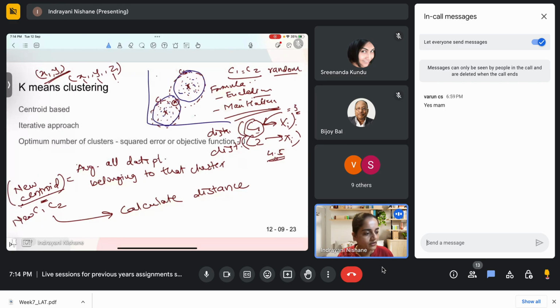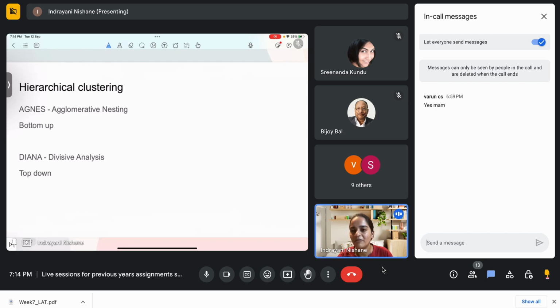Okay, we will move on to the next part, which is fairly simple. The other approach is hierarchical clustering, also called rule-based clustering. There are two types of hierarchical clustering. Agnes, or agglomerative clustering, is bottom-up. Every data point is considered one cluster in itself, and then the distance between them is seen. The closest data points are clubbed together at a higher level into one cluster, and this process goes on. You start from individual data points and merge everything into one single cluster at the top.